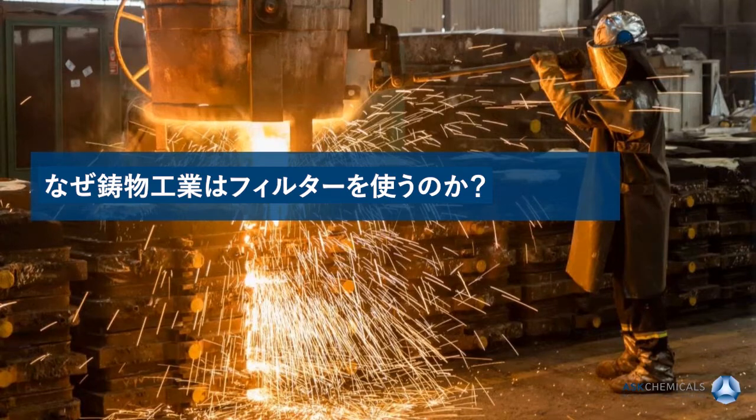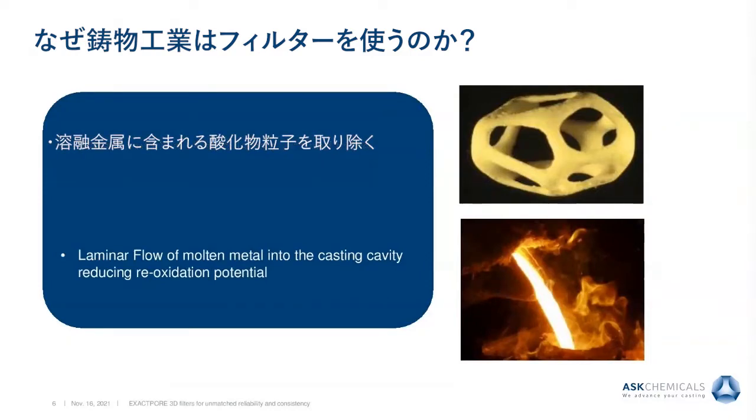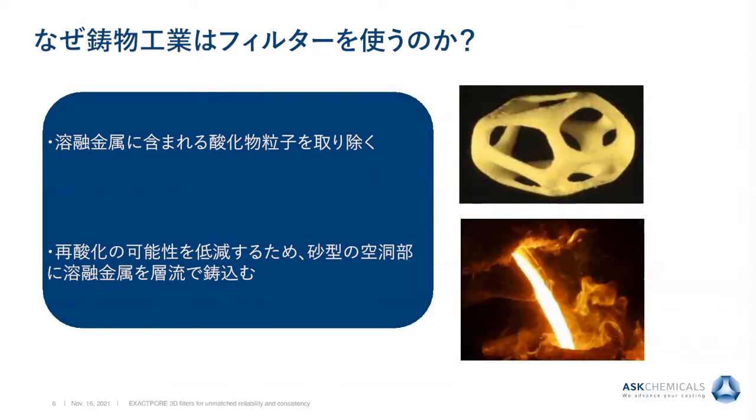So why do foundries use filters? Foundries use filters for two main reasons. First, filtration of oxide particulates contained in the molten metal, and two, to improve the laminar flow of the molten metal as it enters the casting cavity.